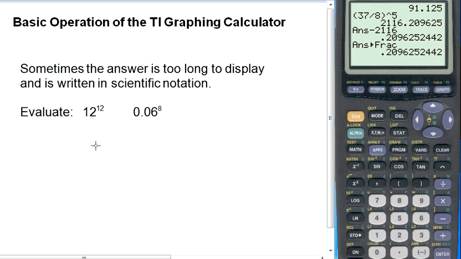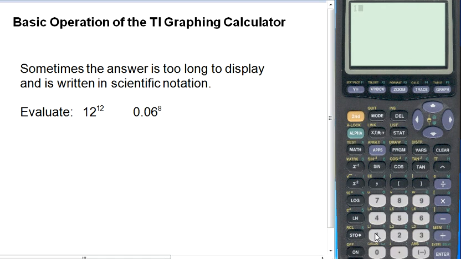Sometimes an answer is too long to display on the calculator, and it'll be written in scientific notation, especially when you're dealing with exponents. Let's look at a couple examples of this and see what to do. If you have 12 to the 12th power, which would be entered as 12 raised to the 12th power, and you hit enter, you get 8.916100448 e to the 12th.